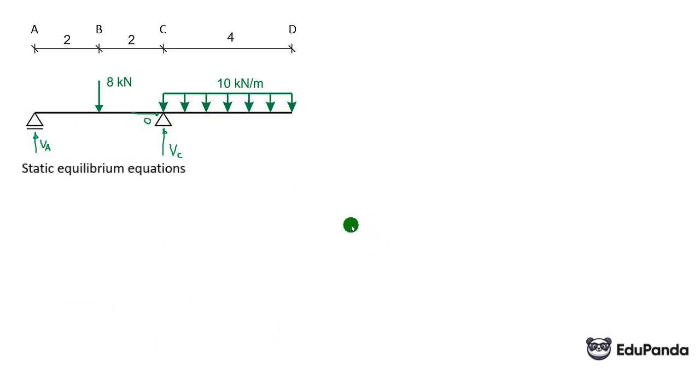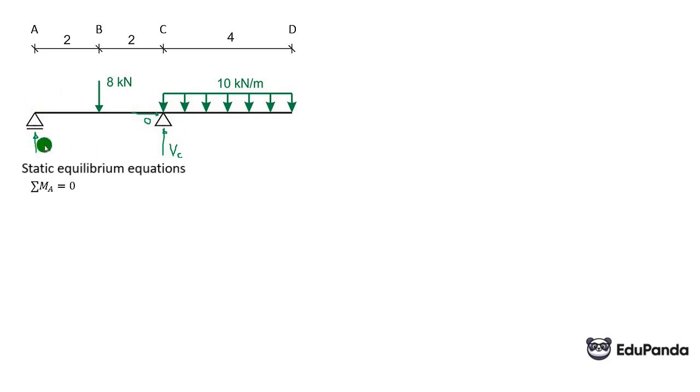Now we will write the static equilibrium equations, so we can either do the sum of moments about point A or the sum of moments about point C. Always consider which equation would be best to solve first. We could also do the sum of vertical forces, but in that equation there would be two unknowns, VA and VC. By doing the sum of moments, we can immediately calculate one of those reactions.